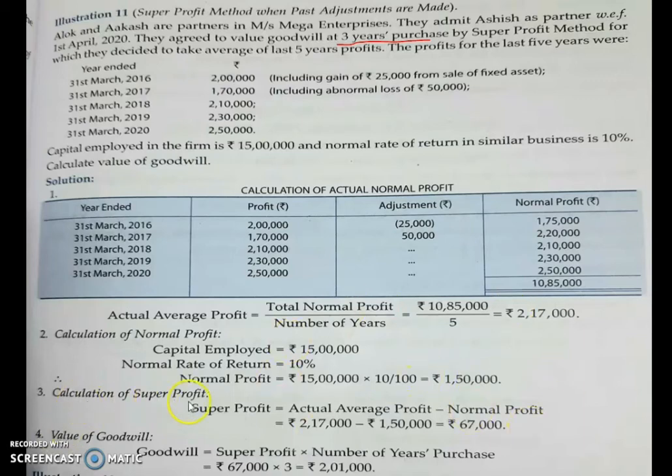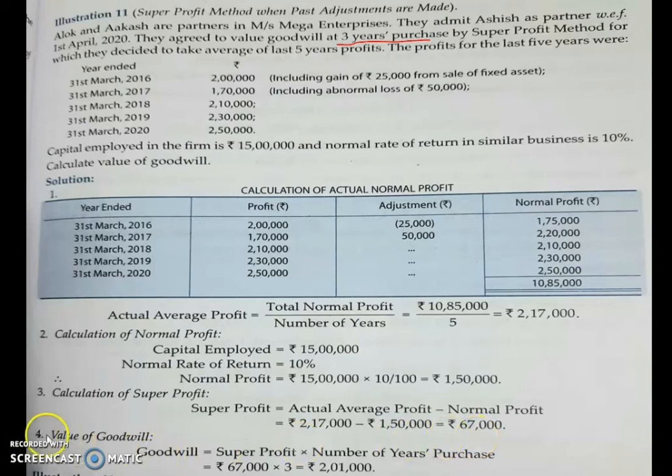Now calculation of super profit. So what is the formula for calculating super profit? Actual average profit minus normal profit. Actual average profit you got from step 1 and normal profit you got from step 2. Subtracting this, you will get the answer as 67,000.